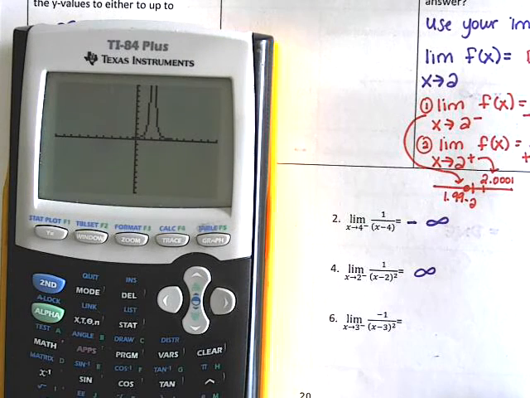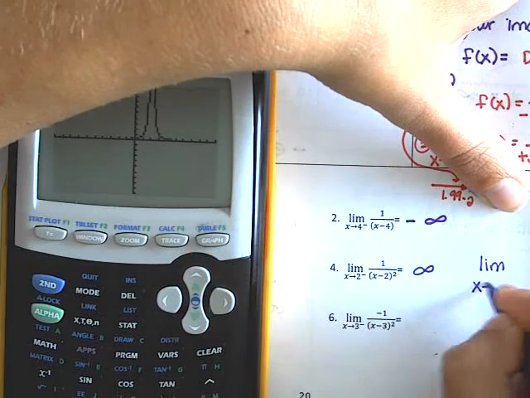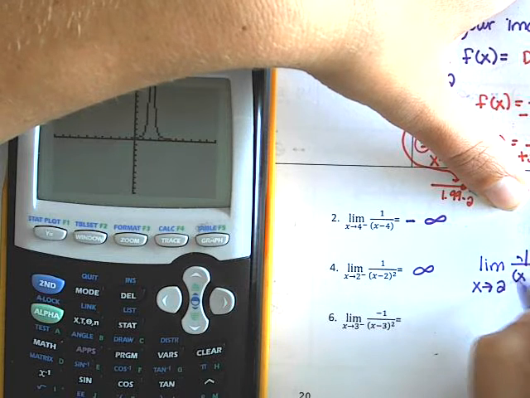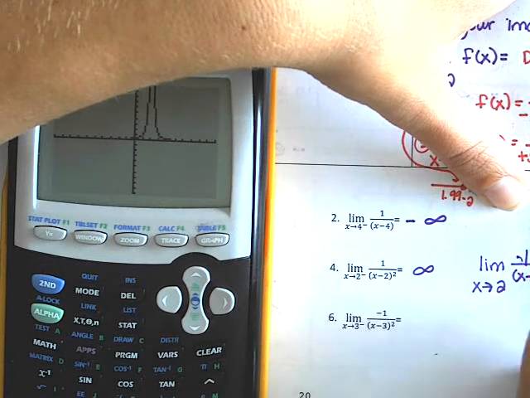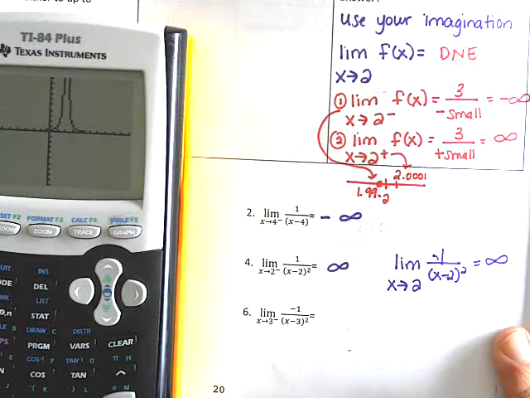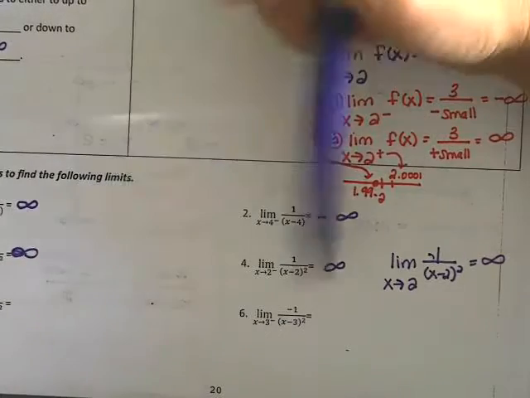In this case, if you were asked about the limit as x approaches 2 of 1 over x minus 2 squared, you would actually say that your answer is infinity. Sorry, I wrote that off to the side a little bit. You would actually say that your answer is infinity, and the reason is because these two limits that we just found, they matched.